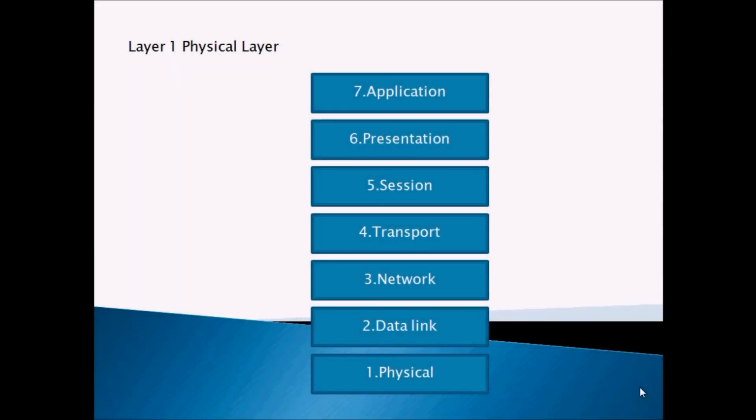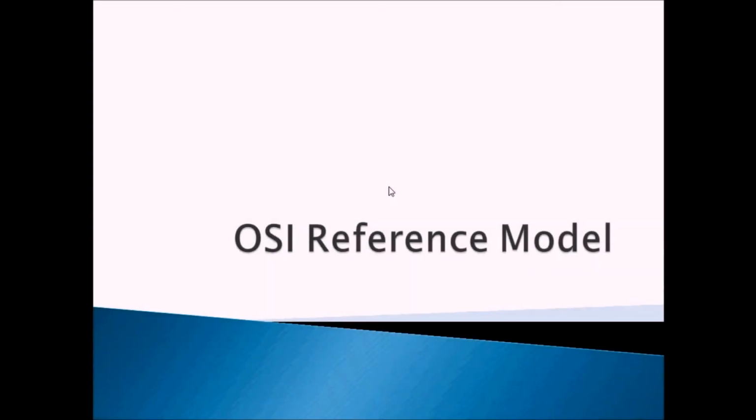Layer 1, Physical Layer. The physical layer defines the cables and voltage levels in the network connection. This concludes the lesson regarding the OSI reference model.